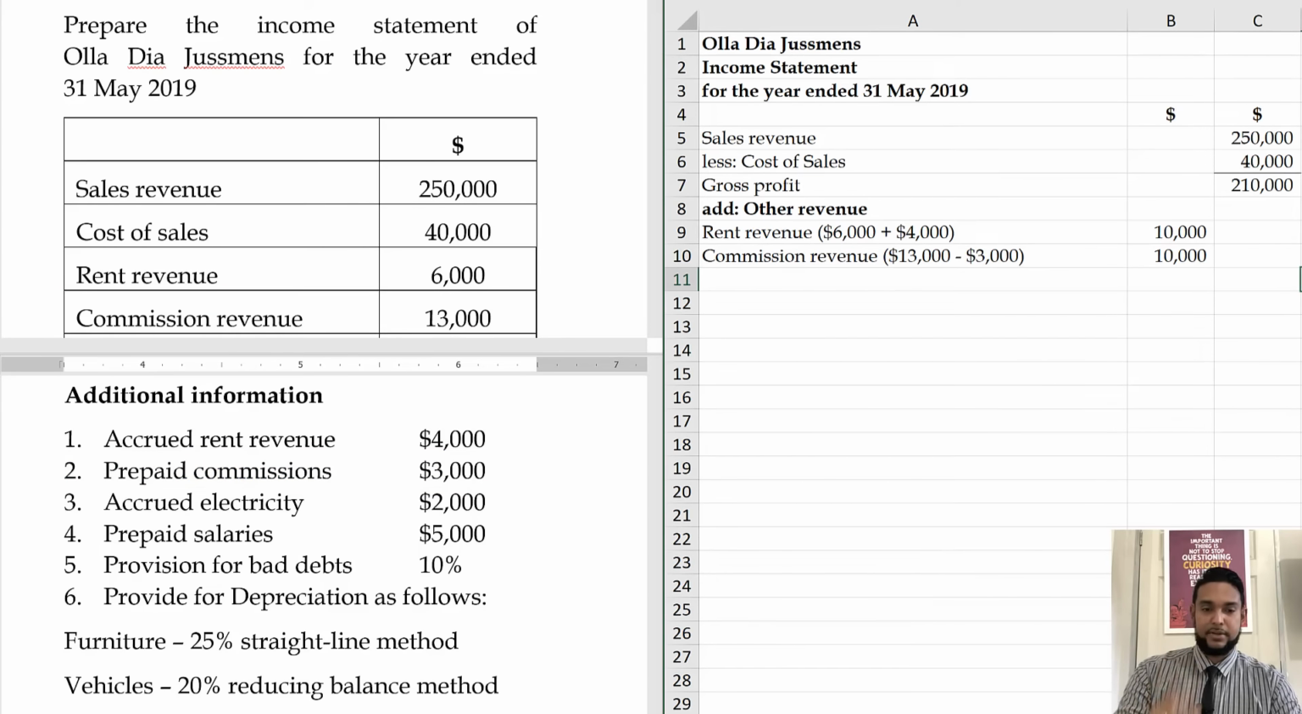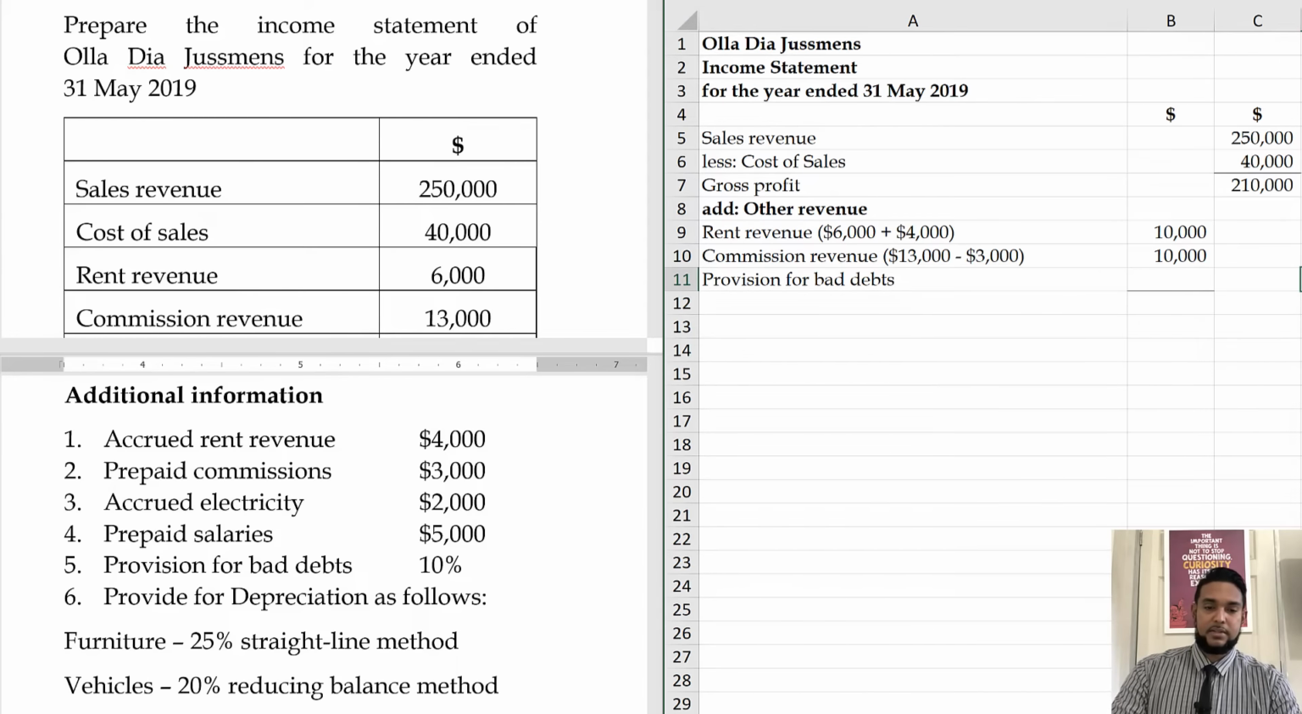Now is the interesting part. The provision for bad debts. Always check out what happens with your provision before you start your question. Ascertain if it increases or decreases. If it increases, we just saw what to do with it in the previous example. Let's see what happens when it decreases. Right, so what do we do? Well, first of all, let's calculate the provision for bad debts.